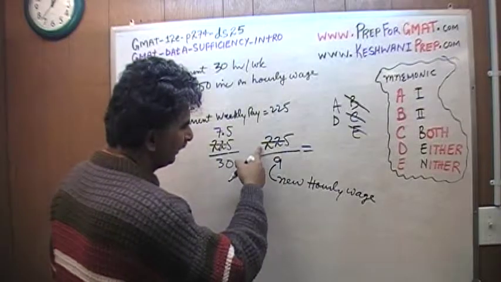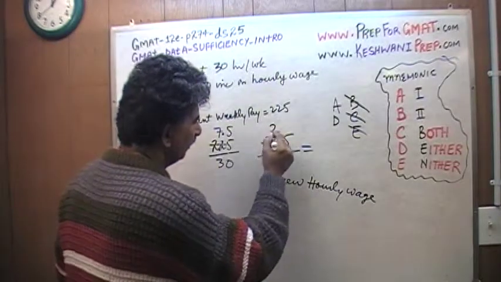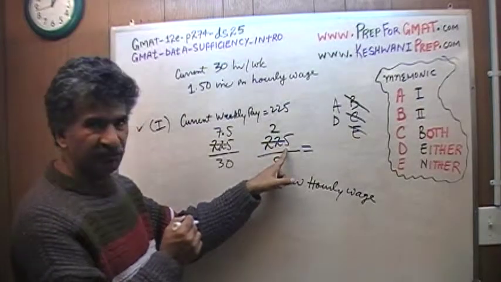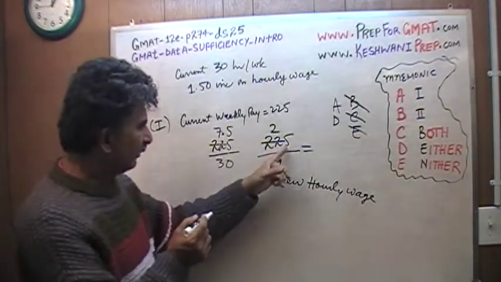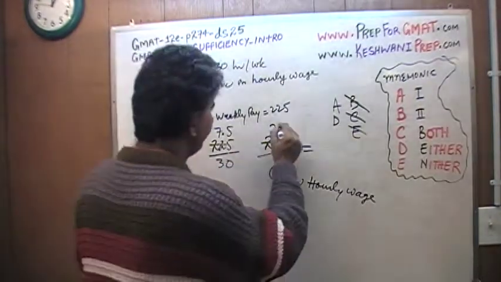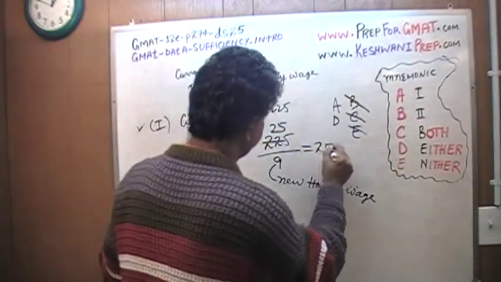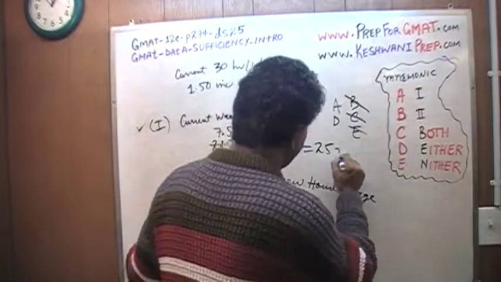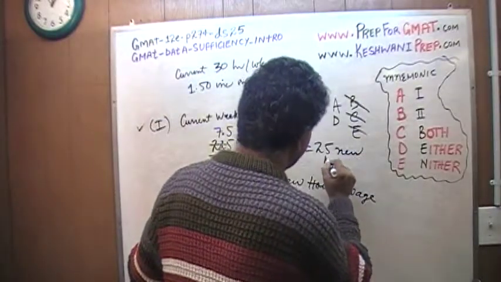There are 2 9s in 22, because 2 9s are 18. 18, remaining 4 goes and joins this 5, becomes 45. And 45 divided by 9 is 5. So that's 25. So there you go, that's your answer. These are her new hours.